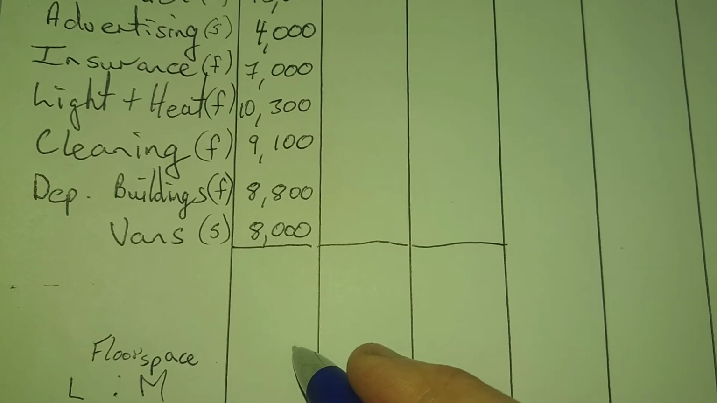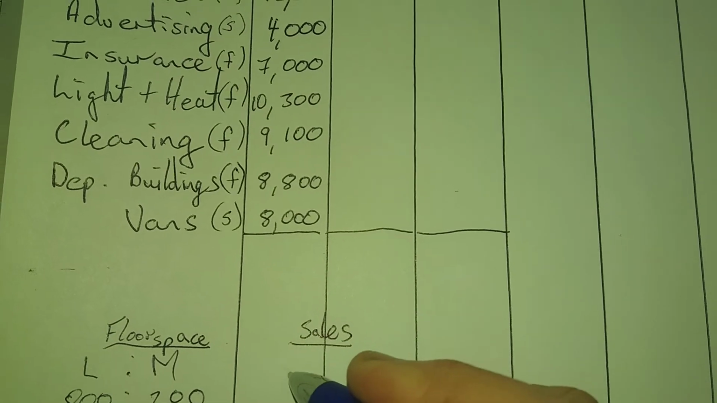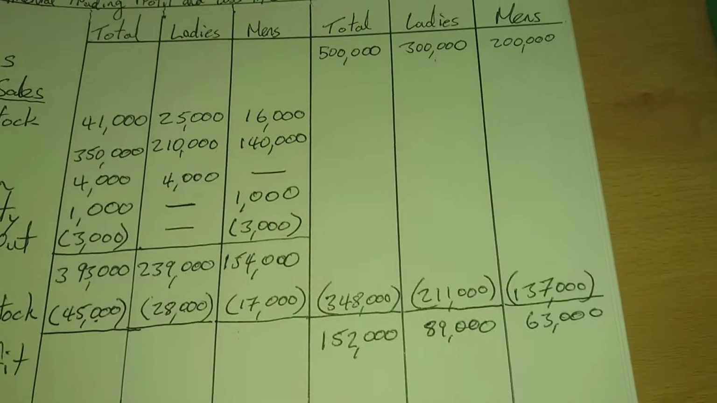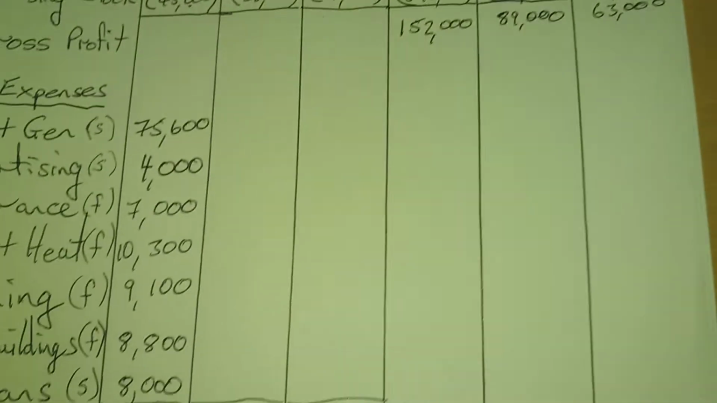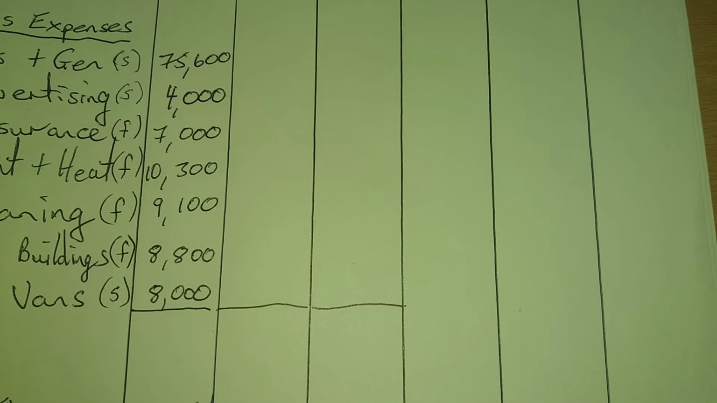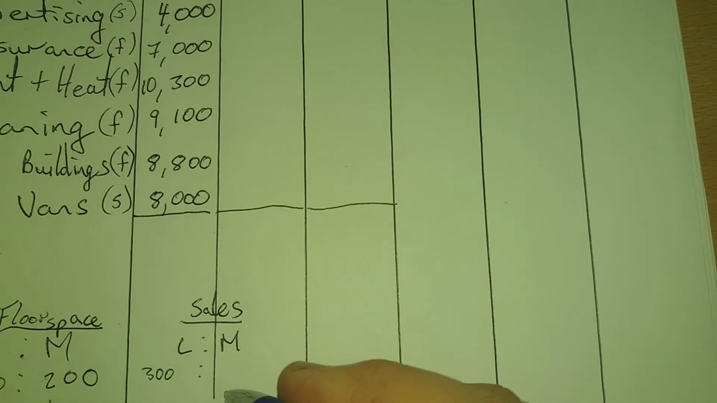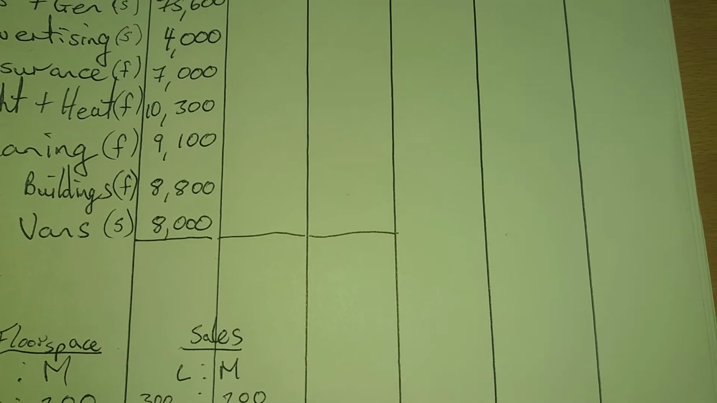And then for the sales, again, ladies wear, men's wear. If we go back up here and look at the sales, ladies was 300,000, men was 200,000. So 300, and again, I'm just going to leave it at that. We'd say we divided it by 1,000 first of all, just to save space here. So 300 is to 200.